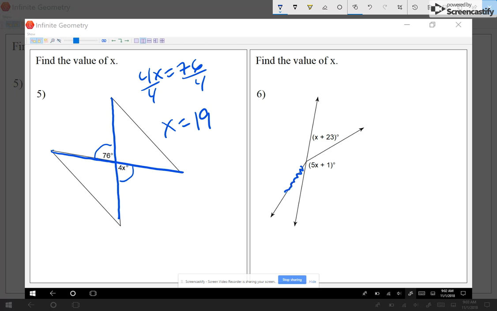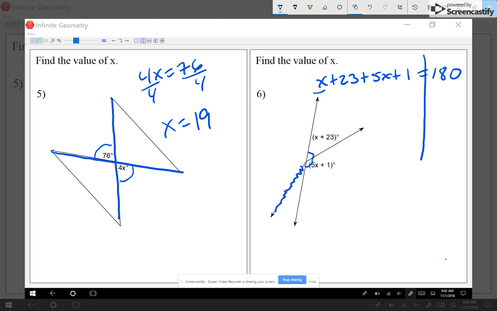Now looking at number 6, that's not an X, right? If I ignore this part because it has nothing to do with my angles, I notice that this angle and this other angle are the two angles of a line, or together basically form half of a circle. So that means they add up to 180. x plus 23 plus 5x plus 1, right? I'm going to add those two angles, and in this case it is equal to 180. When angles combine to make a line, they add up to 180.